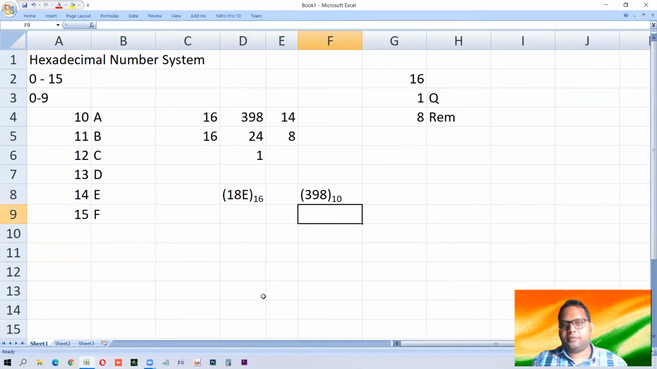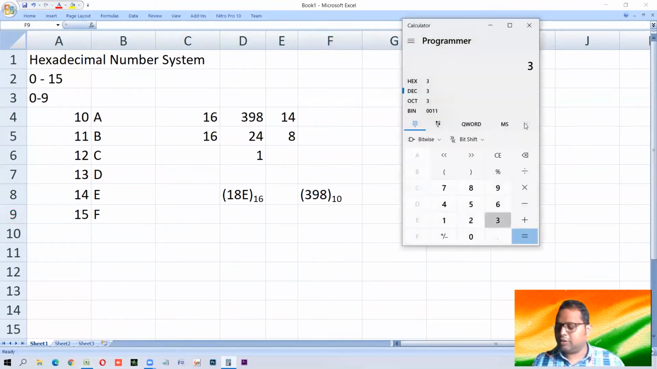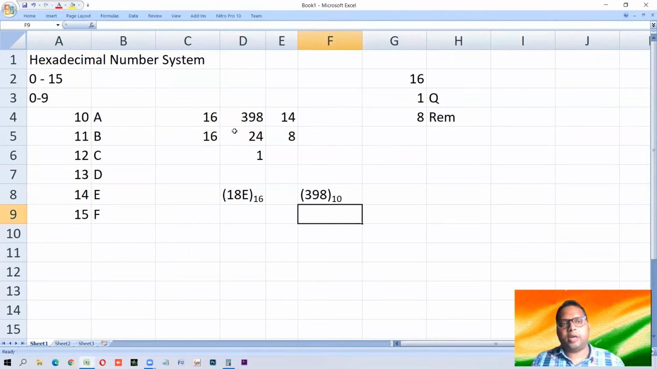Like this. And if you need to verify it, of course, we can verify it by calculator. Right, 398 in decimal and hexadecimal, you see it is 18E. Okay, fine. So dear students, we have learned how we can convert a decimal number to hexadecimal.